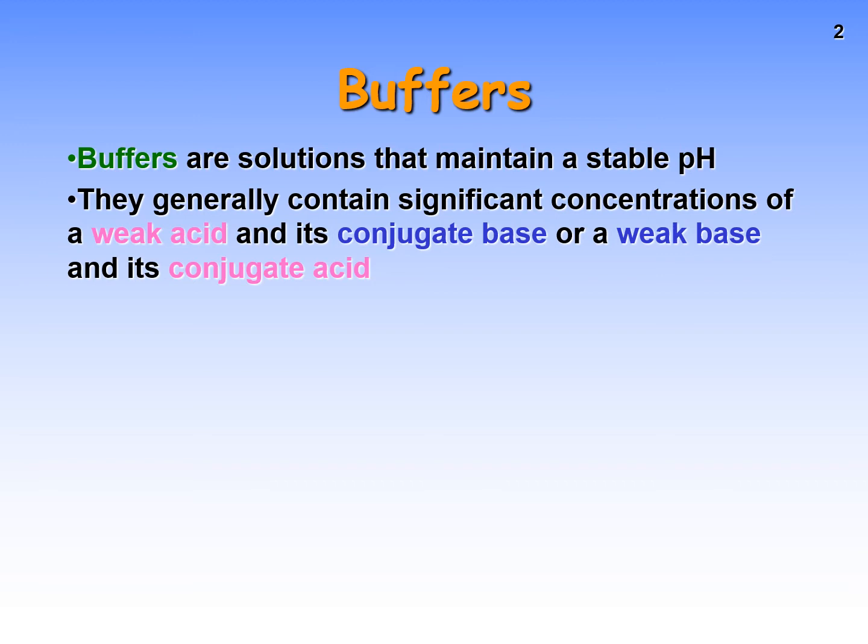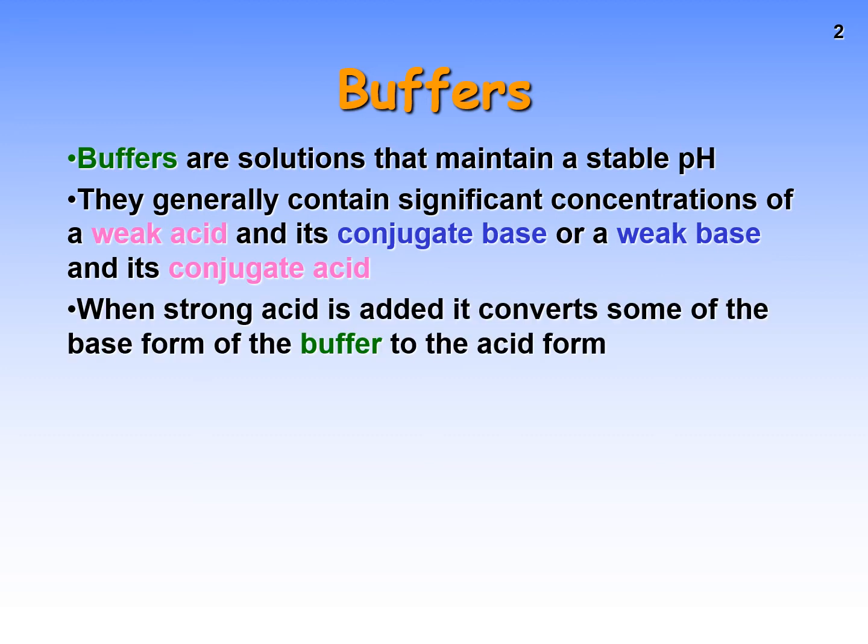So how are buffers made? They contain significant amounts of a weak acid and its conjugate base. So basically we have a significant concentration of weak acid present in the solution, and at the same time we also have a significant concentration of its conjugate base. Or we could flip that, right? We could have a weak base present at a significant concentration and its conjugate acid also present at a significant concentration. In both cases, we have a buffer. As soon as we have a conjugate pair, both present in a significant way, we have a buffer system.